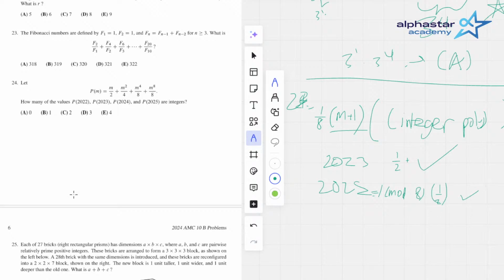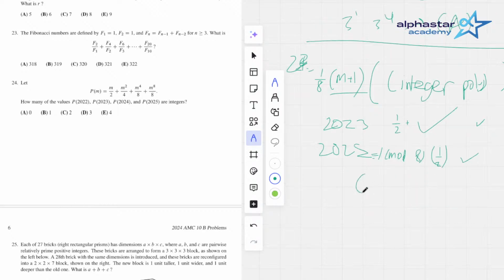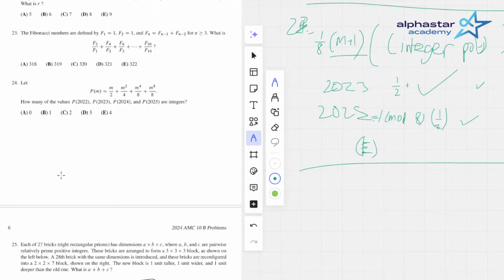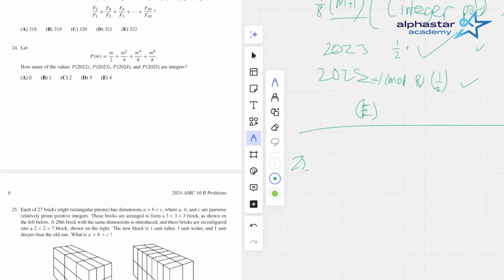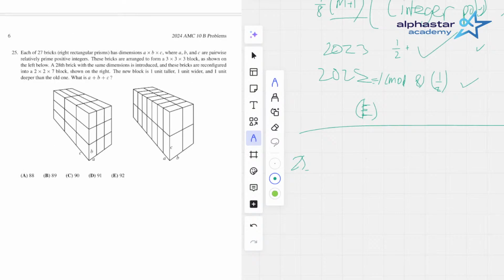And then similarly for 2023, I see. If you add 1 to P of M, or if you subtract 1 from P of M, it becomes divisible by M minus 1. So this looks good. Yeah, all of them are going to be integers. 25. Okay.